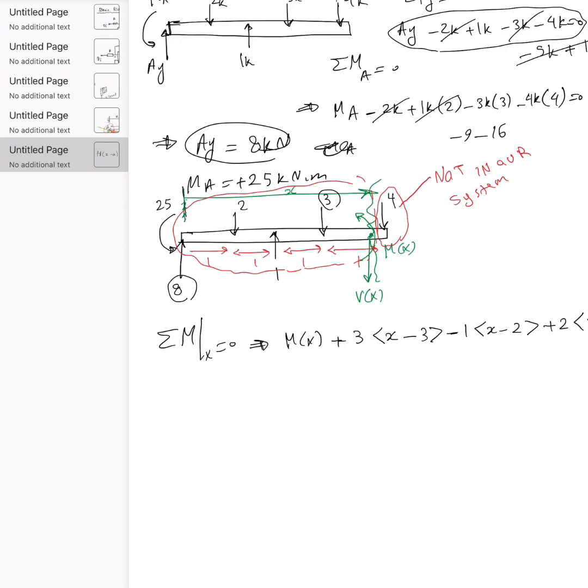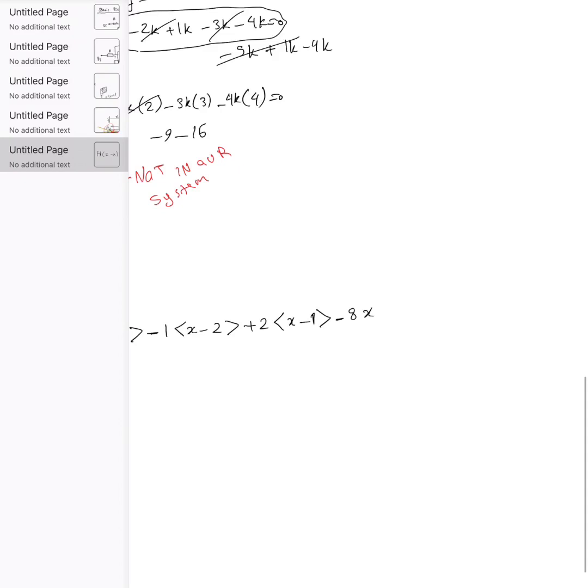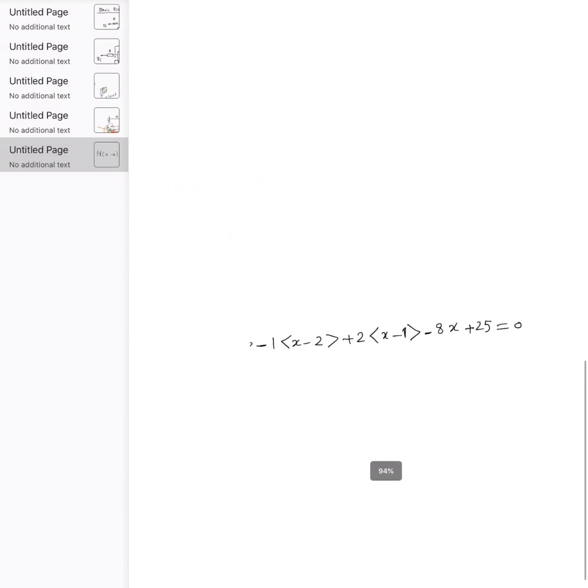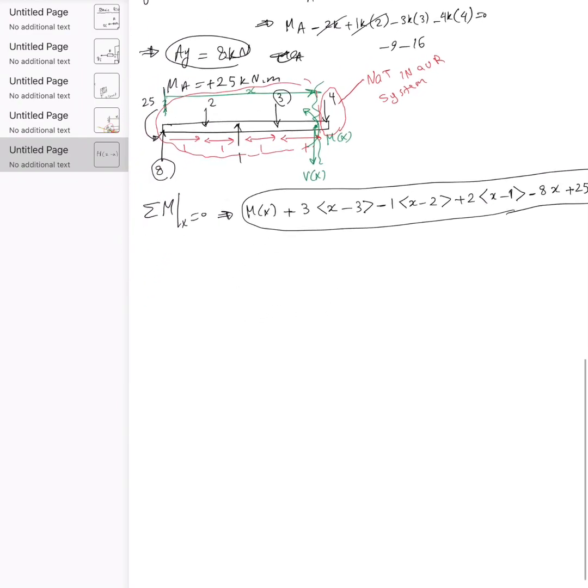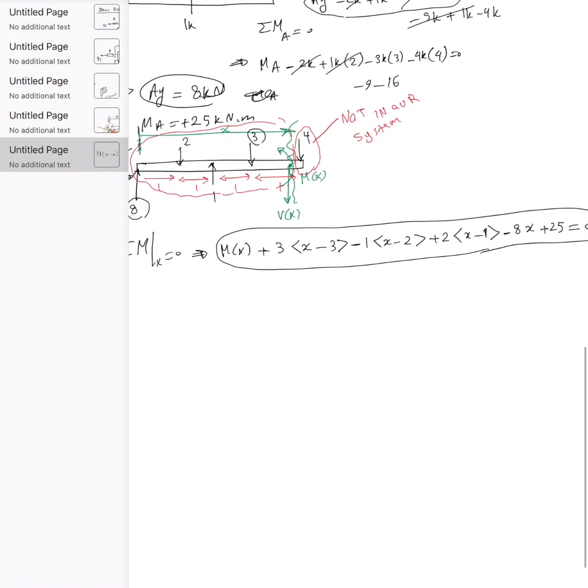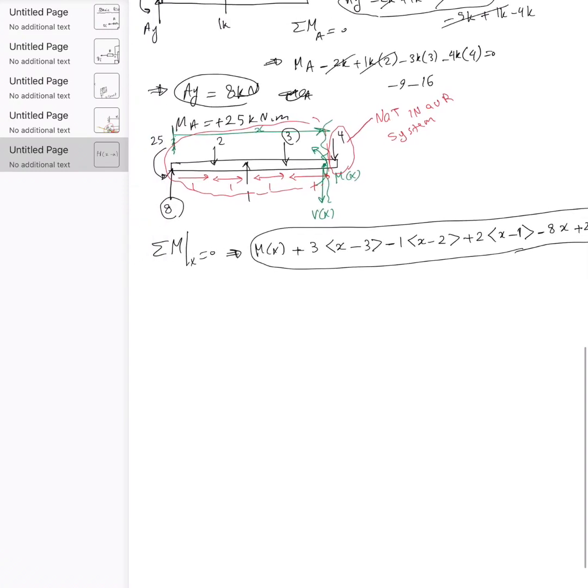Because it's always there, I don't use Heaviside, right? It's always there. I don't need a switch to make it on or off. So negative 8 times X, finally plus 25, the wall couple moment, is equal to 0. That's a one-line equation for my entire moment. Isn't that beautiful? I don't need to waste 4 or 5 pages of derivation for that, to take 4 different intervals. So let's solve it for MX.